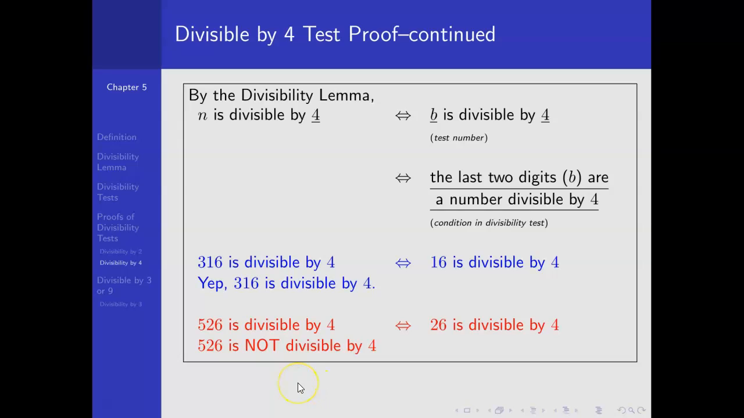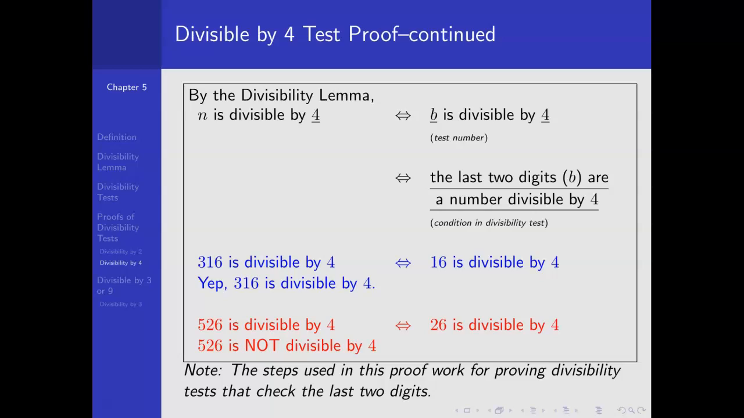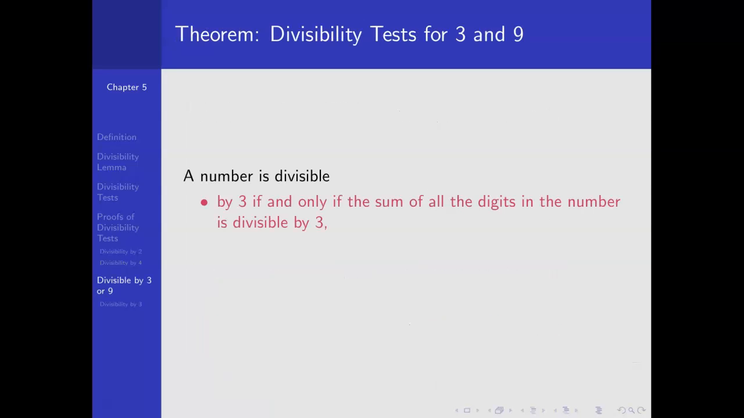All right, moving on. Just one thing before we go on. Those steps in the proof work for proving divisibility tests that check the last 2 digits. And you can also adapt this for moving on and looking at something like the divisible by 8 test, where we're checking the last 3 digits, which you guys will get to do in your homework. And I know you're super excited about that.